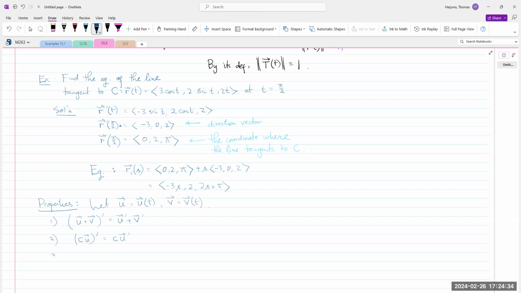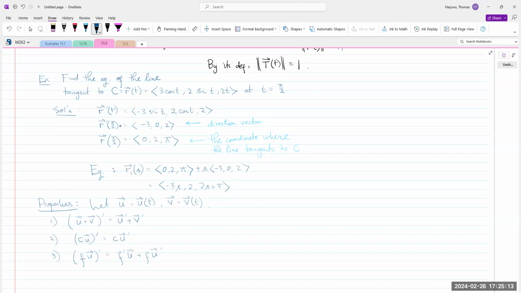In fact, if we have a function multiple of a vector function, if we take the derivative, that equals, we do the product rule here, f prime u plus f u prime. Okay, that's the product rule. That's a scalar product of a function and a vector. When you do the derivative, we apply the product rule.